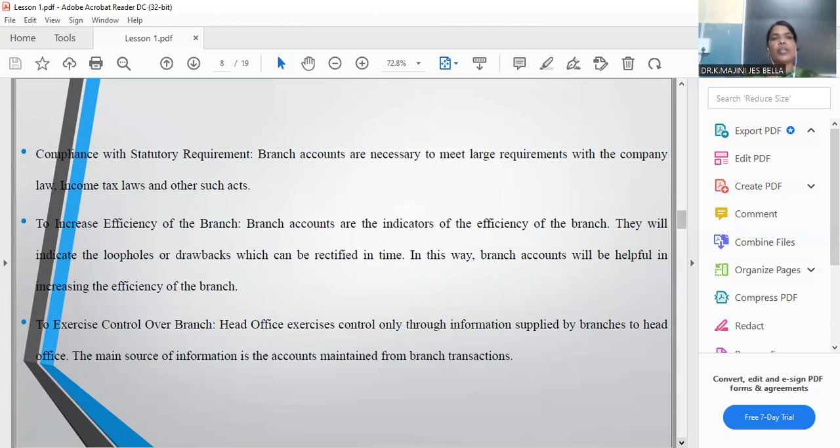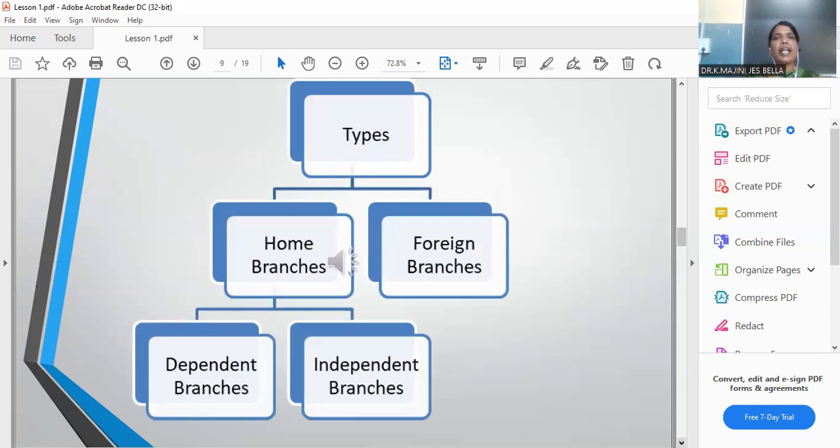So the next objective is to exercise control over branch. Head office exercises control only through the information supplied by the branches to head office. The main source of information is the accounts maintained from branch transactions.